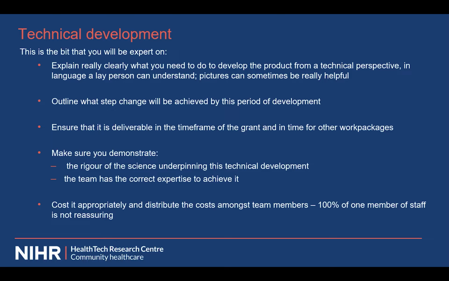Make sure that you can deliver it in the time frame of the grant. And often that's a worry for reviewers. If you say, I'm going to spend half of this grant making the product better and then I'm going to test it, everyone thinks, well, you're not going to do it in time. Then the whole grant will run late, then you won't actually get around to the testing bit. So have some kind of clear evidence of why, if product development is the first step in this grant and then testing, you're confident that the timelines will stick. Make sure that you demonstrate the science that's going to underpin this technical development and that your team has the correct expertise to achieve it.